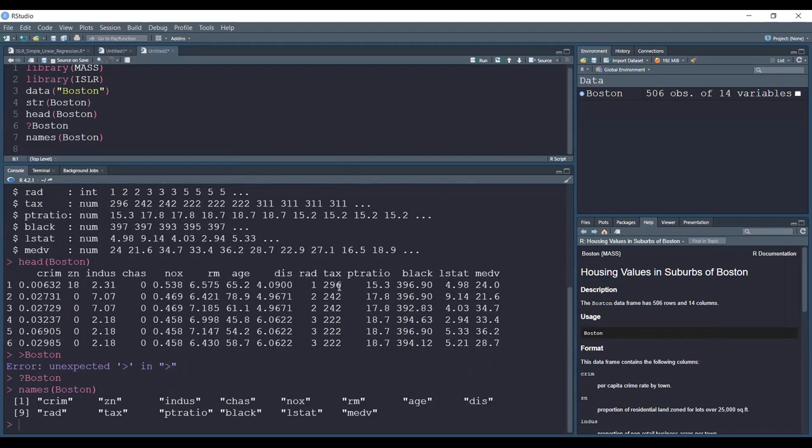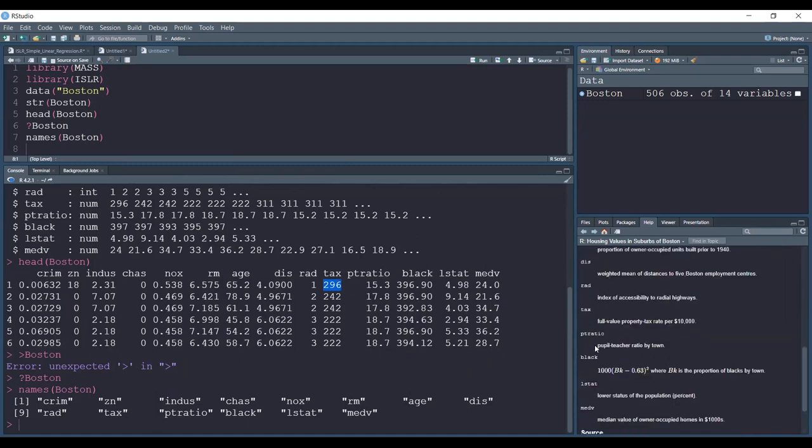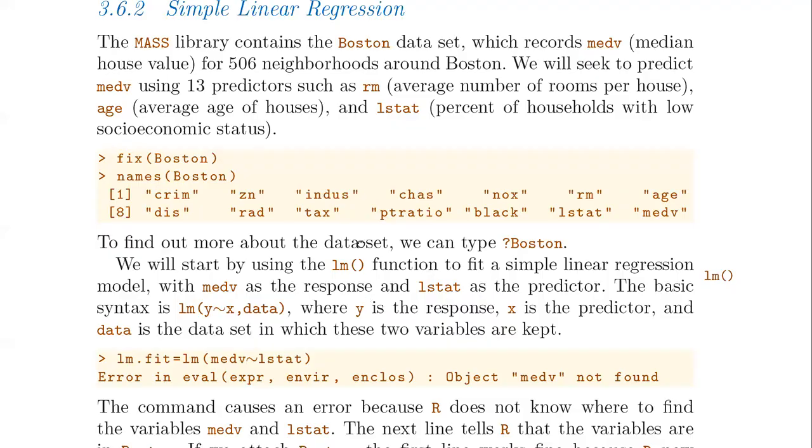That's interesting. What does tax mean? Oh, okay. It's a property tax per 10,000. So that's the annual, or at least I would imagine it is the annual property tax that needs to be paid on these properties.